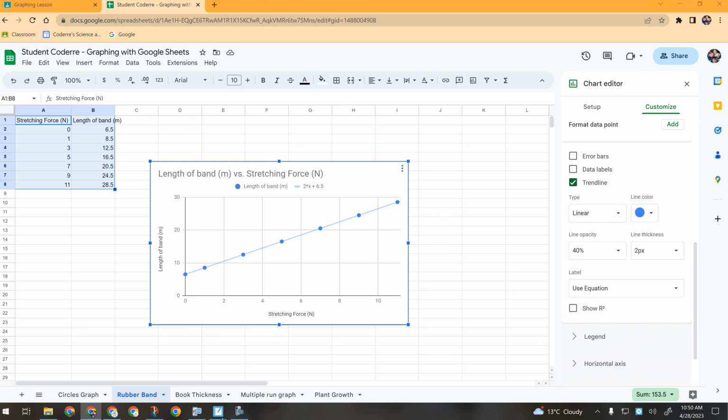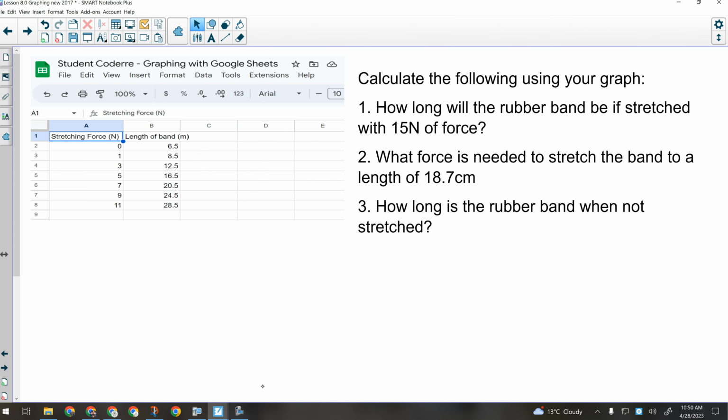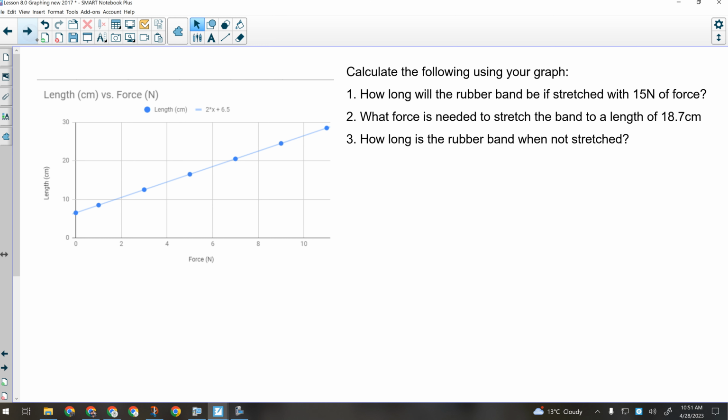Now we can look at doing a few calculations with it. So I'm going to go back to this here. What I want you guys to do is calculate a couple of things for me. Actually, we're going to walk through this together. I'm just going to bring the graph over. I want to calculate how long the rubber band will be if I stretch it with 15 newtons of force. That's beyond the graph, so it's not a value I can read off of the graph. It's a value I have to calculate.